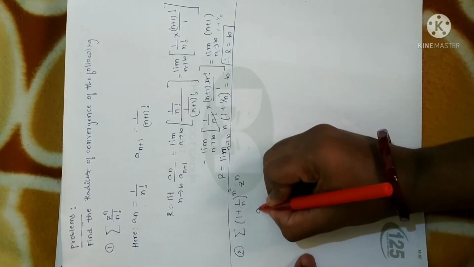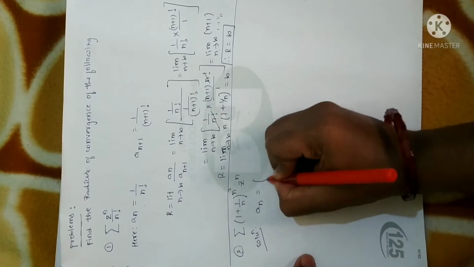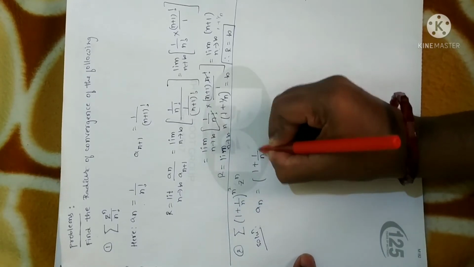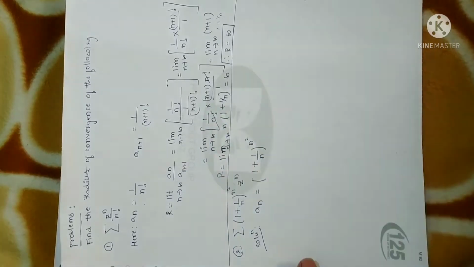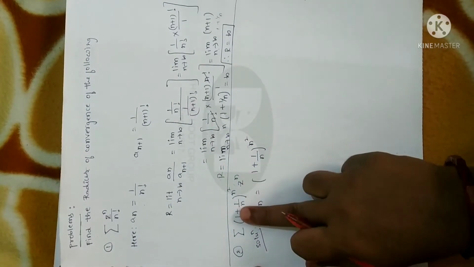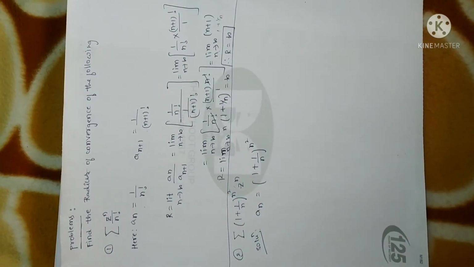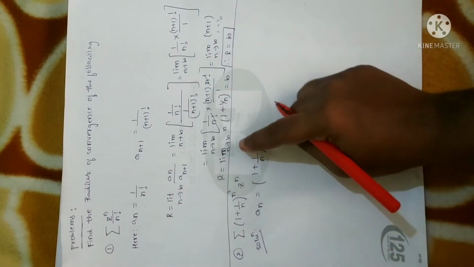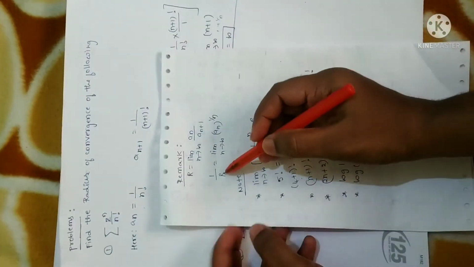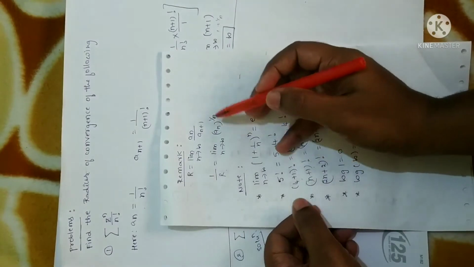Here, write down the an value. An value in the sense coefficient of z power of n. An is equal to 1 plus 1 divided by n whole power of n square. Whatever the value is there associated with z power of n, you have to write the whole value as an. Fine. As I said earlier, whenever you have powers of n square, you have to use the second formula. So that is 1 by r is equal to limit n tending to infinity a n power 1 by n.